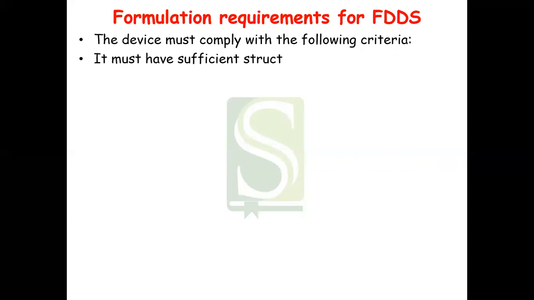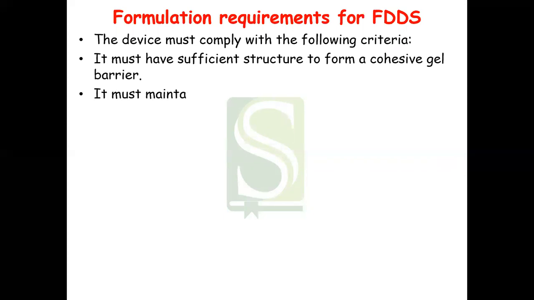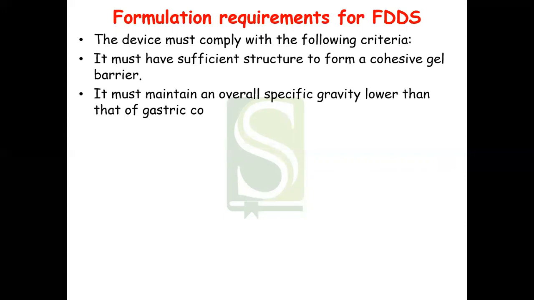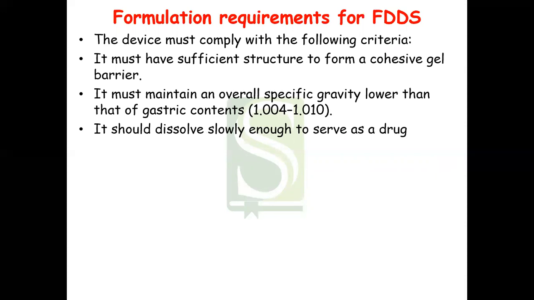It must have sufficient structure to form a cohesive gel barrier so that it will maintain an overall specific gravity lower than that of the gastric content. The gravity of gastric content is almost 1.004 to 1.010. Okay, so our system has to have density lower than 1. Then only it will remain buoyant on the gastric contents. It should dissolve slowly enough to serve as a drug reservoir.